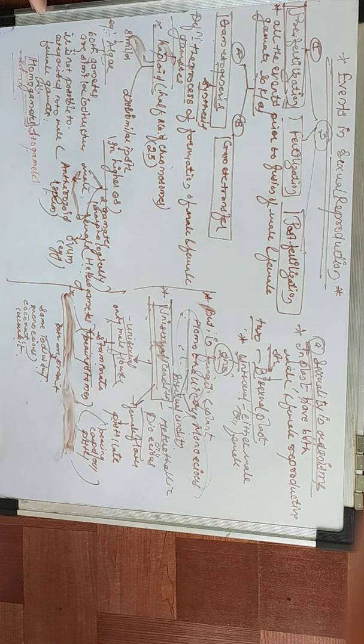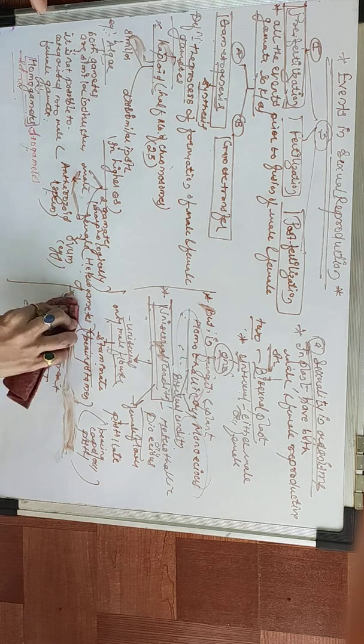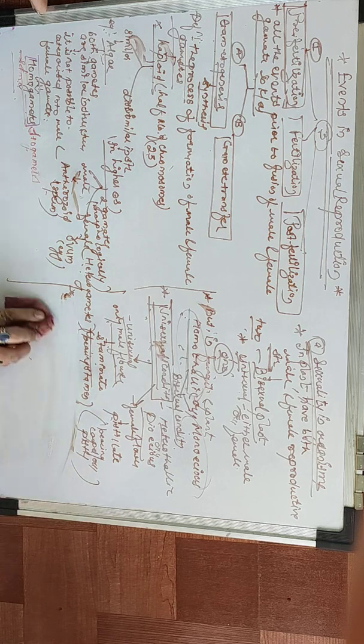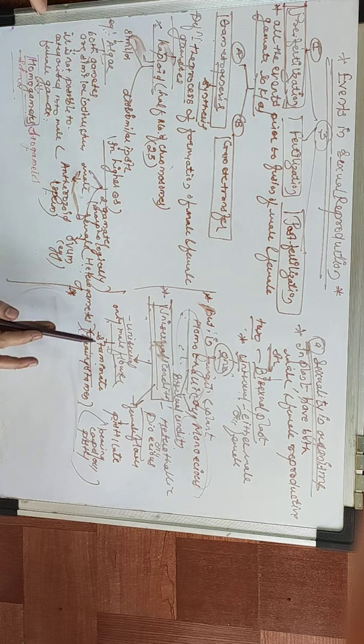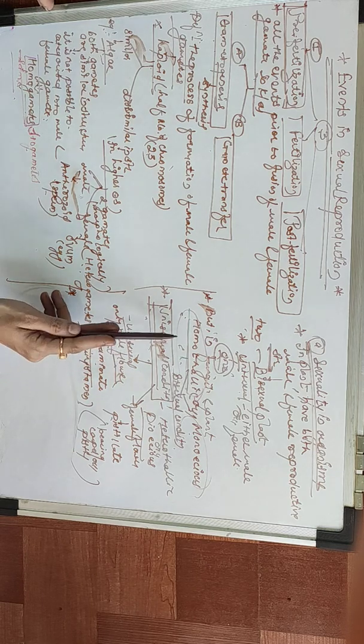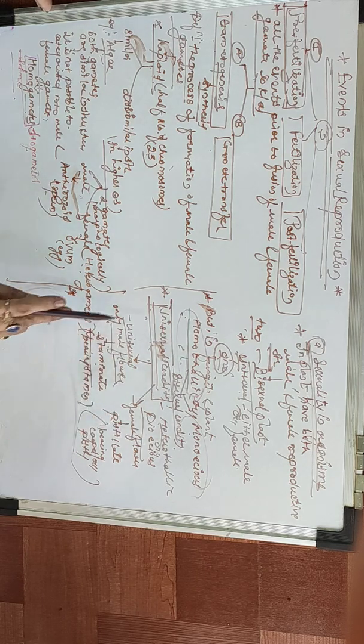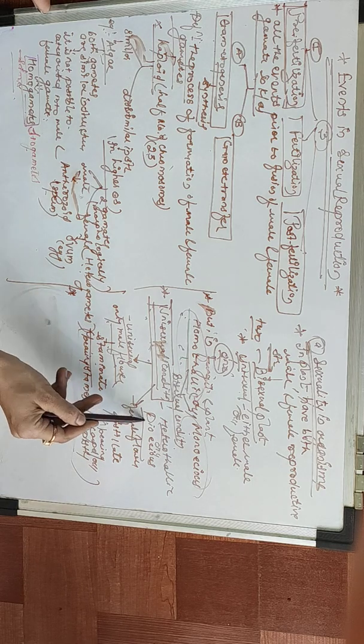Wait, I am correcting myself, that was wrong. What you should know is unisexual and bisexual. If the bisexual condition is present, then it is called homothallic or monoecious. If unisexual, then it is called heterothallic or dioecious.